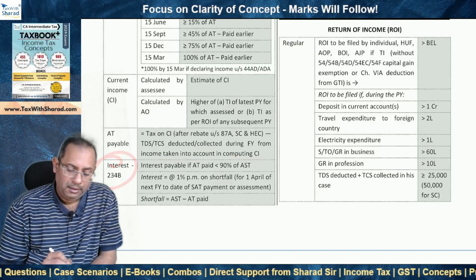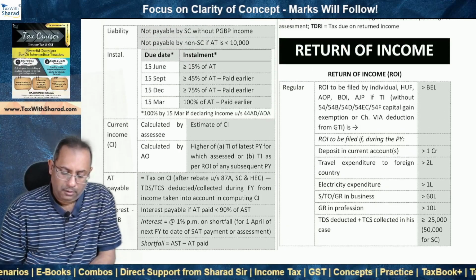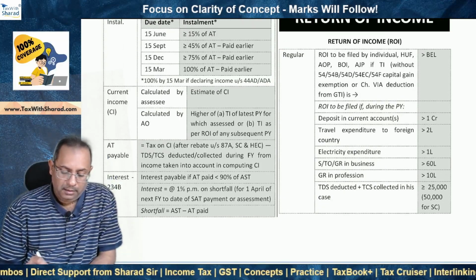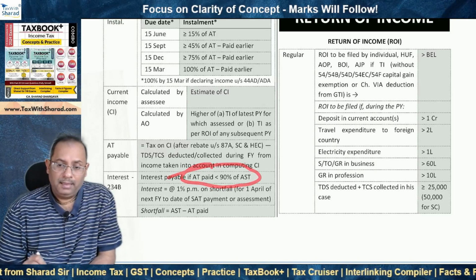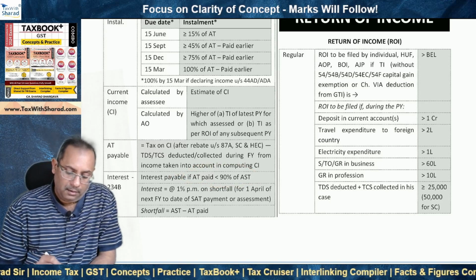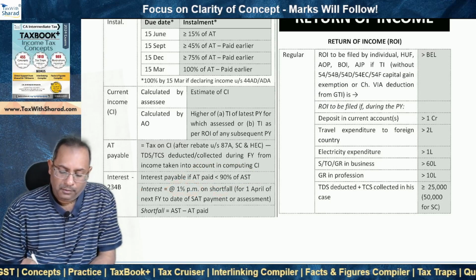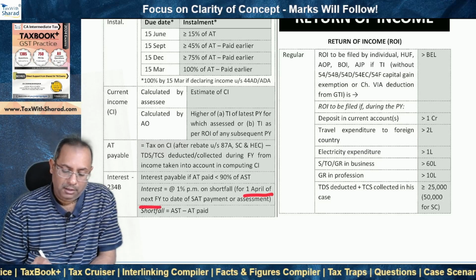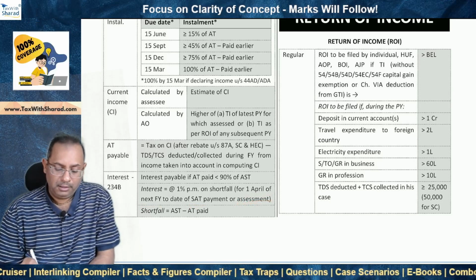Interest is leviable under section 234B for shortfall in payment of advance tax. And interest is payable if the advance tax paid is less than 90% of assessed tax. And interest is levied at the rate of 1% per month on the shortfall for the period starting from 1st April of the next financial year to the date of self-assessment tax payment or the date of assessment.